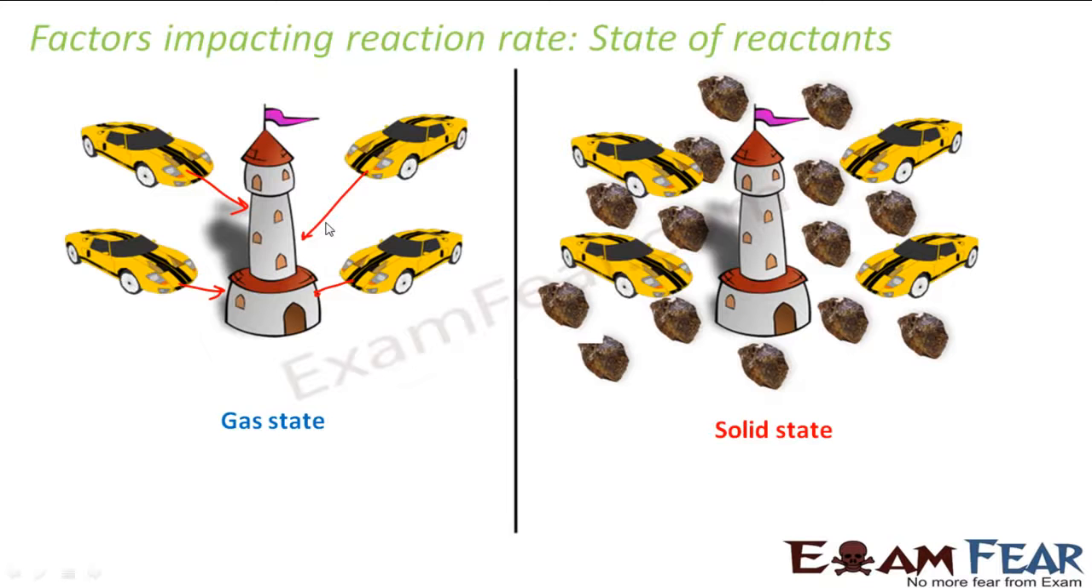If you see the gaseous state, these cars are easy to move around and they can bump this tower and break it easily. When I talk about the solid state, there are so many rocks there, correct? Because these are molecules, nothing but molecules. This tower is also nothing but a molecule, and these two molecules will hit to form a product, right?